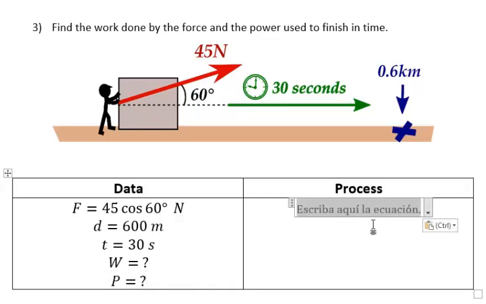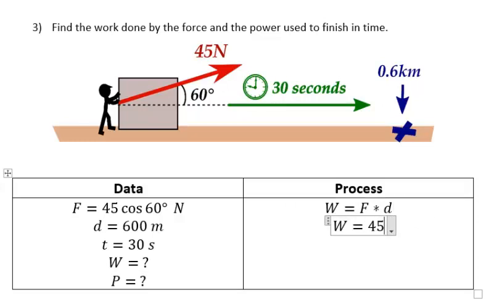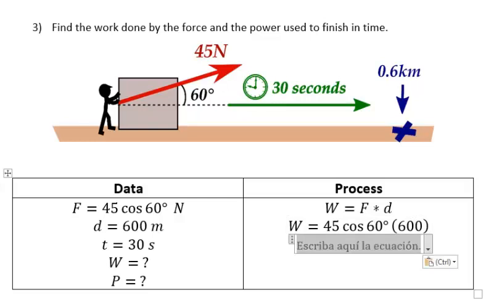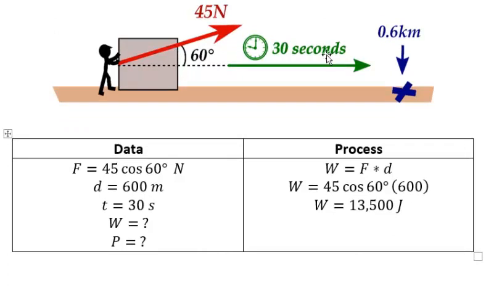So let's see. Work equals force times distance. Work equals 45 cosine of 60 times the distance, which is 600 meters. If I multiply that, that will give me a work of 13,500 joules. That's the amount of energy that you need to consume in order to move that box from this place to the other place.